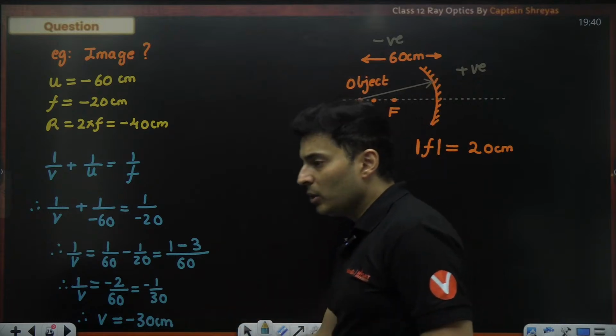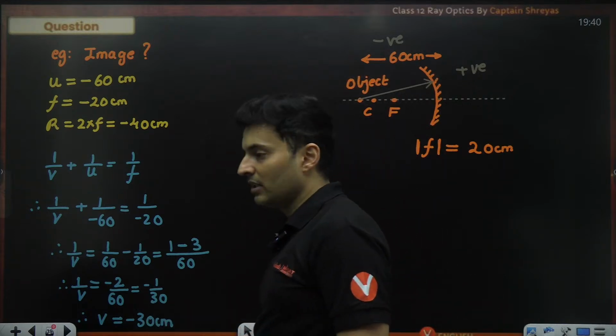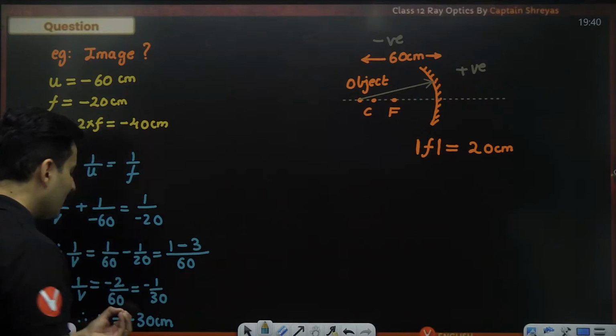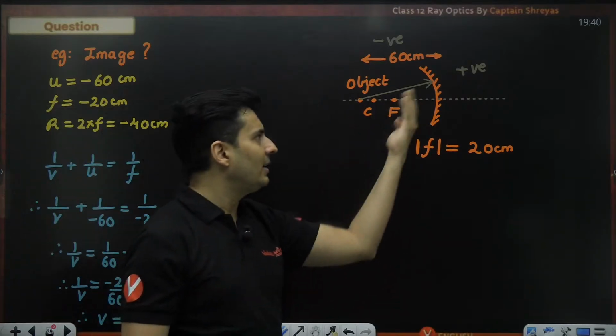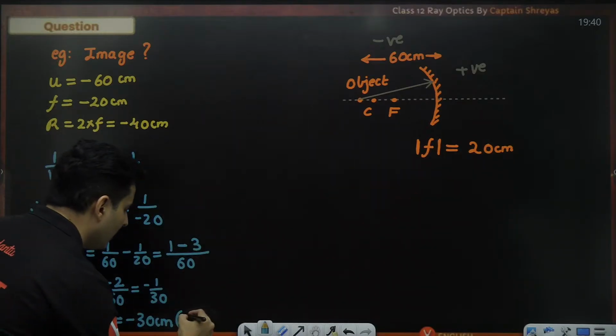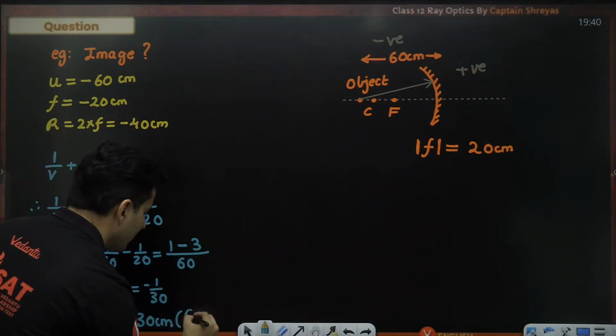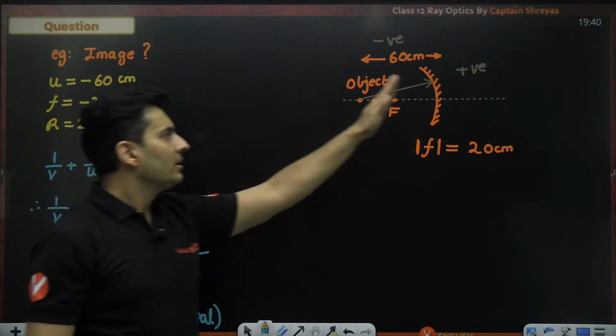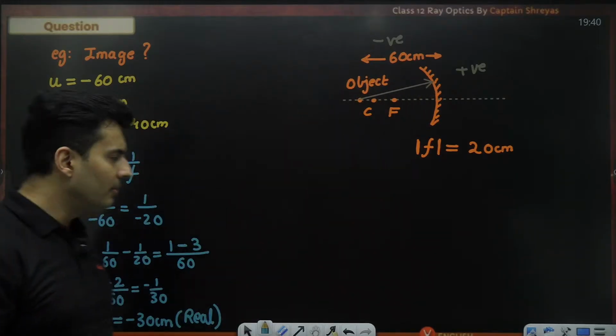Okay. What can you expect from this negative 30 centimeters? Negative value. Hi, Sai Priya, very good. Negative means it is on this side. What is this side? This is real, that is virtual. So clearly, the image is not virtual, it is real in nature. That is one thing. And at a distance of 30 centimeters in front of the mirror.